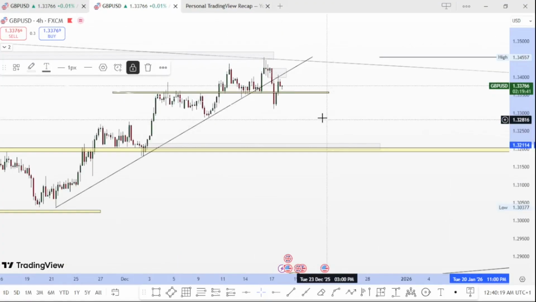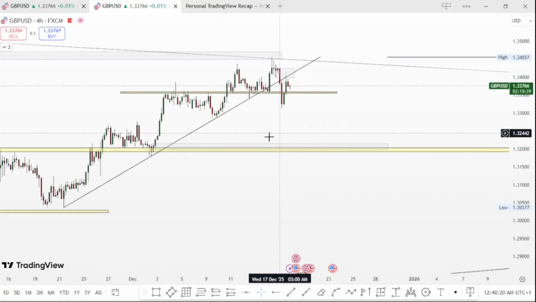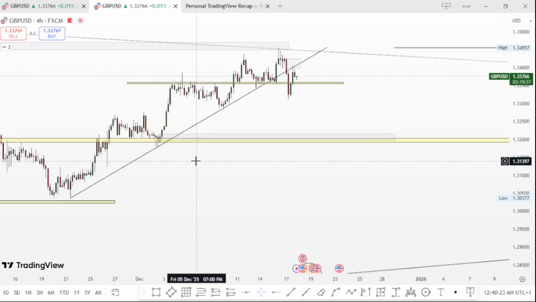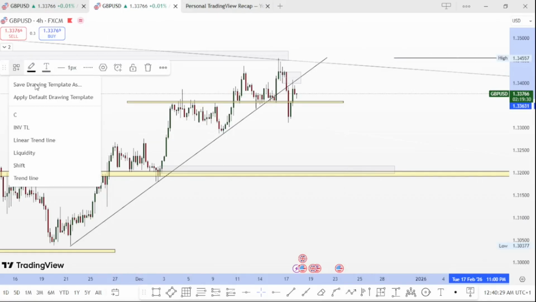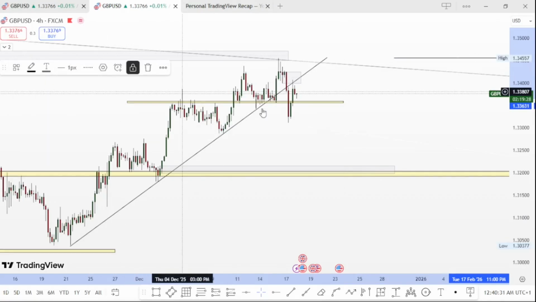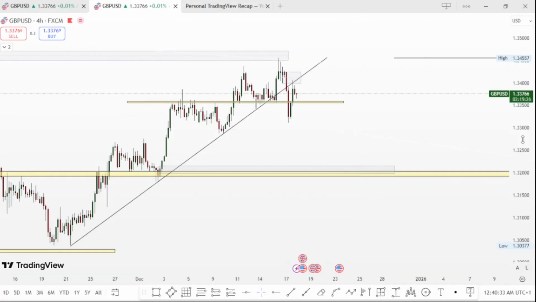I should be looking for an entry on this guy. It's looking so sweet, so easy peasy. I don't like this stuff. Let me hide it. My chart, I don't like these colors.